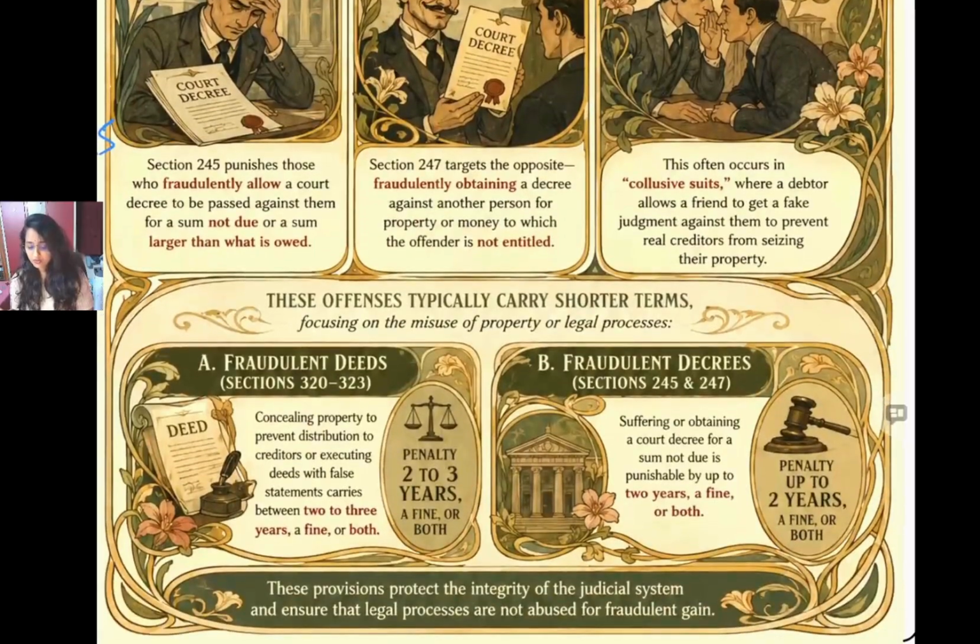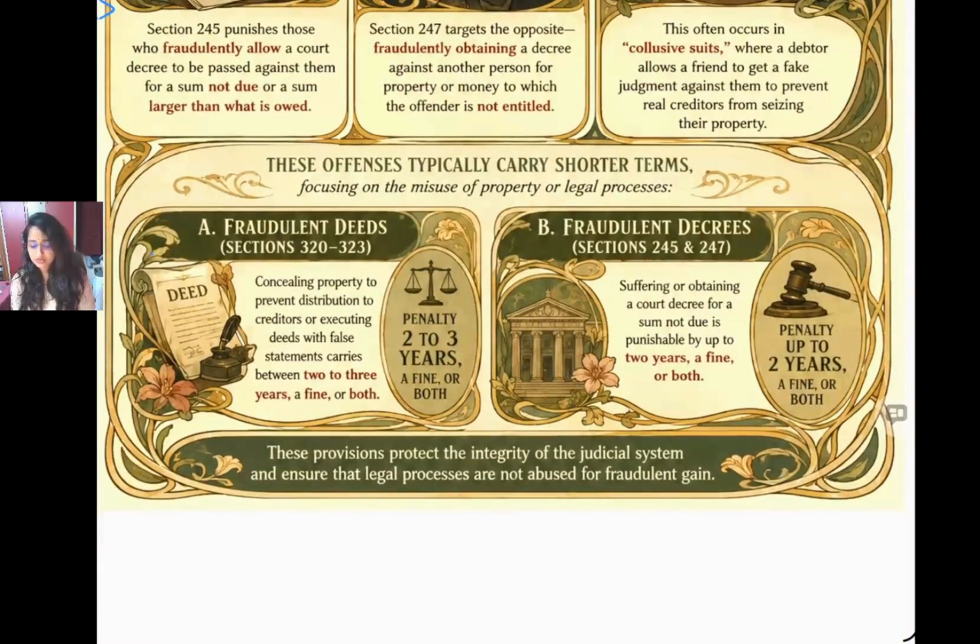Suppose you make a fraudulent deed, which is punishable under Section 322, 323, concealing the property to prevent distribution to creditors or executing a deed with a false statement. It carries punishment between 2 to 3 years, or a fine, or both. Okay. And next is fraudulent decrees, 245 and 247. Suffering or obtaining a court decree for a sum not due is punishable up to 2 years, or a fine, or both.